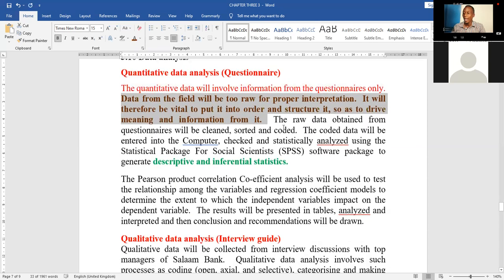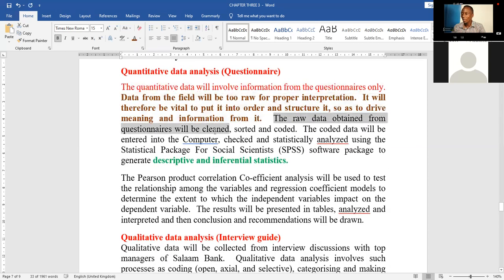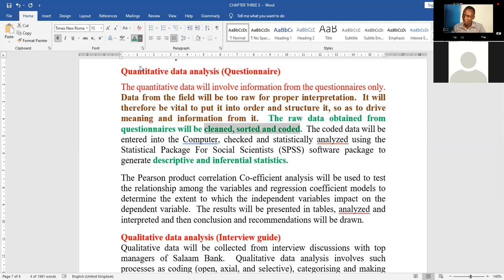And then we're also saying that the raw data obtained from the questionnaires will be cleaned, sorted, and coded. Many people get confused here when I say cleaned, sorted, and coded. Now, these terms are statistical. Let me try to do it like this. Cleaning, what is the purpose? What is the meaning of cleaning?